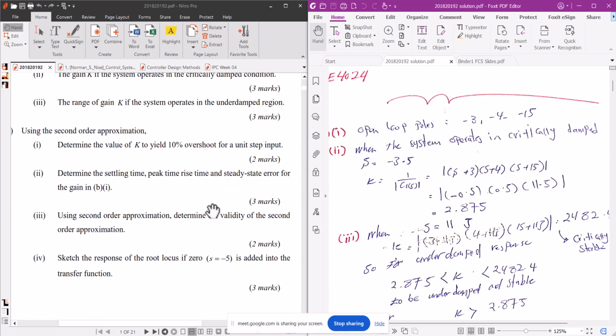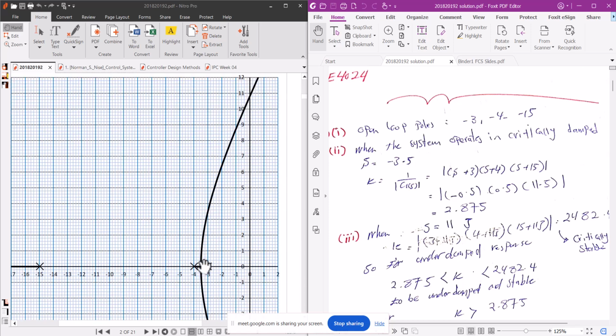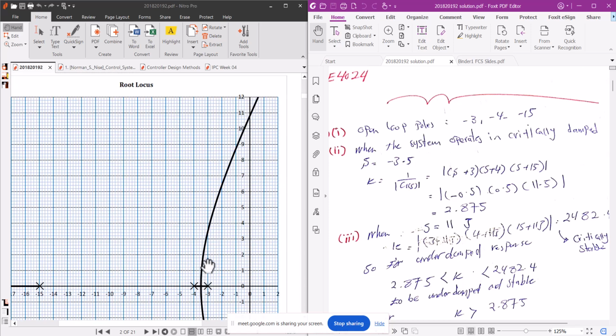For the underdamped, this is your underdamped region from this to this, before the imaginary axis, because at the imaginary axis your system will become undamped or oscillatory. So we have to calculate the gain before this point, the point at which it crosses your j omega axis. This is the region where your system will operate in the underdamped region, because your poles will move to the j omega axis.